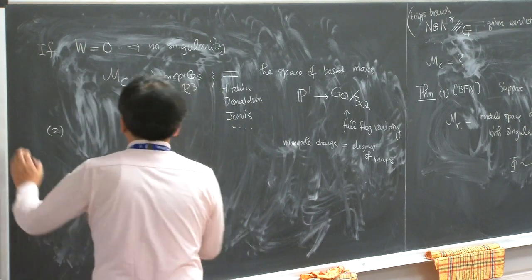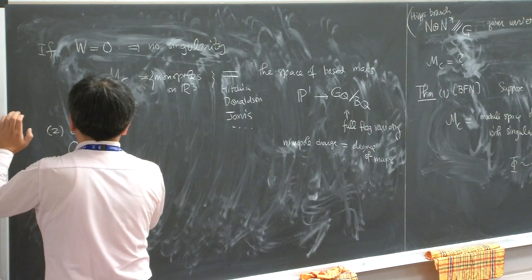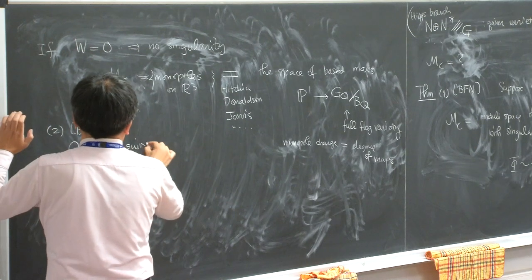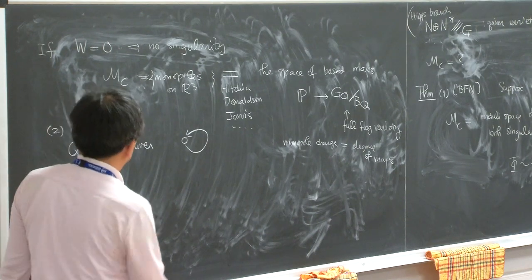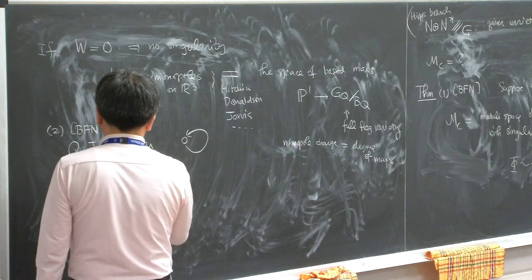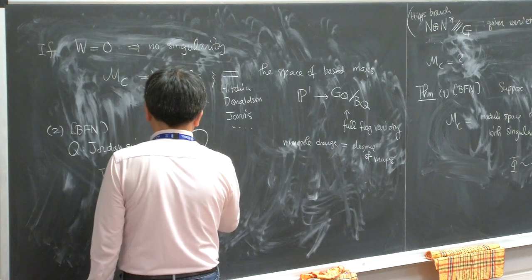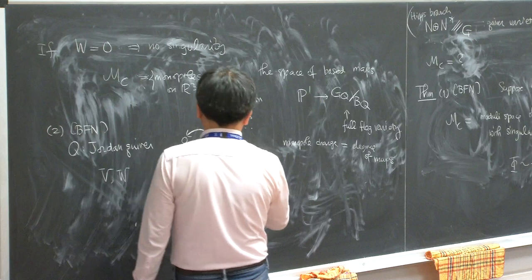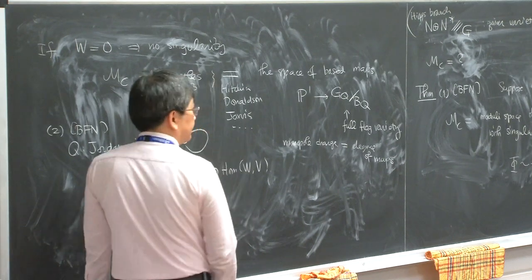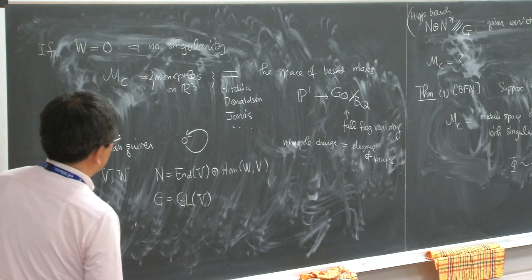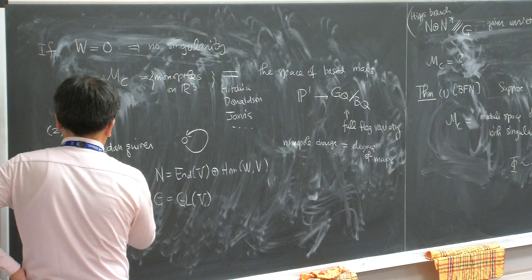Example two. So we consider the Jordan quiver. You have only one vertex, and one edge which connects the vertex to itself. Then we only consider two vector spaces V and W, and we consider N as End(V) plus Hom(W, V), and G is GL(V). I assume V has dimension K, and W has dimension R.